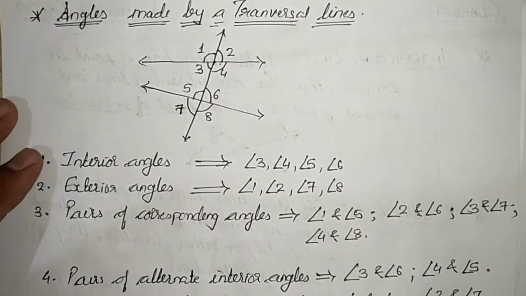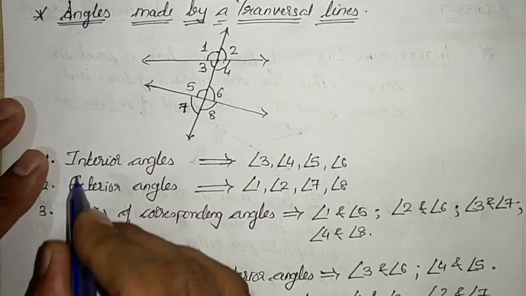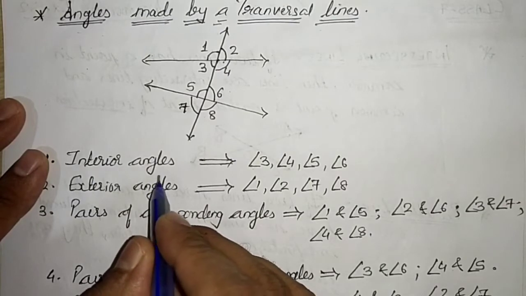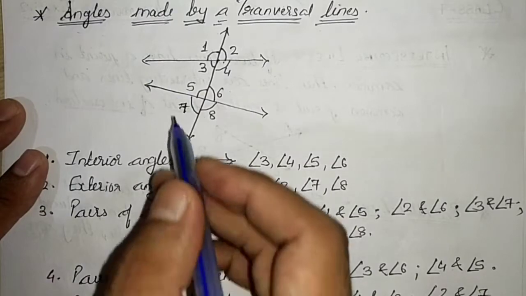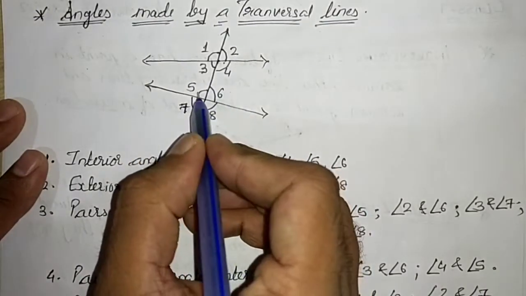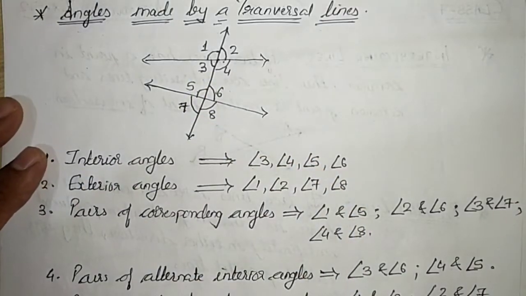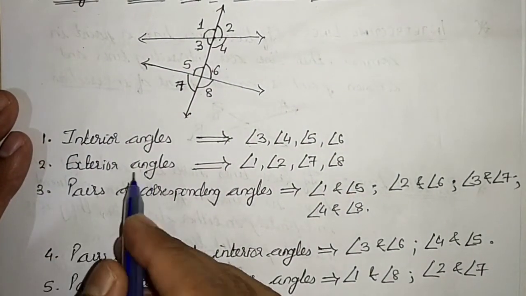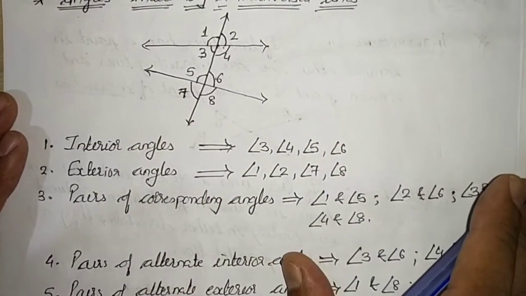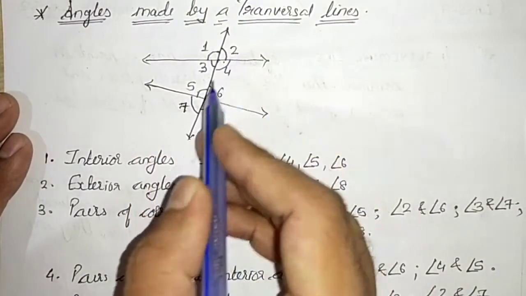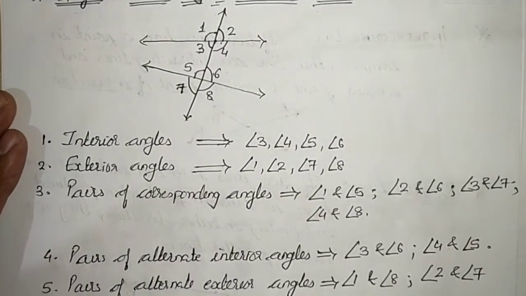Now I want to show you what those different angles are. First is interior angles. Interior means the one which is inside. The angles which are inside are called interior angles. And which are they? 3, 4, 5 and 6. These are interior angles. Next is exterior angles. Exterior angle means the one which is outside those lines. And which are they? 1, 2, 7, 8. 1, 2, 7, 8 are called exterior angles.